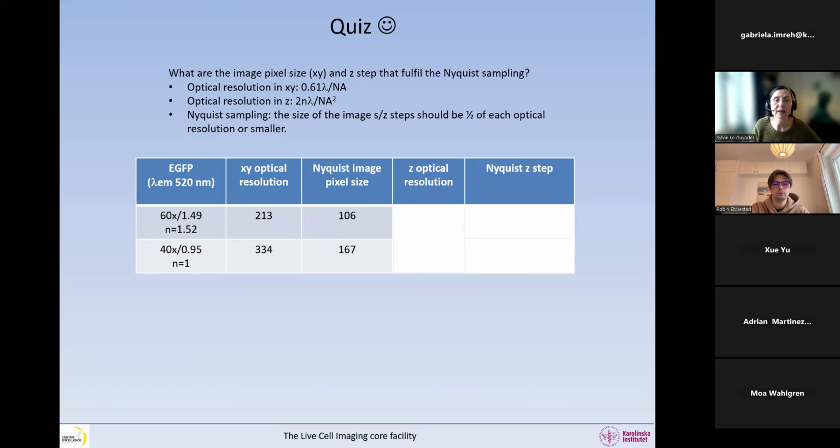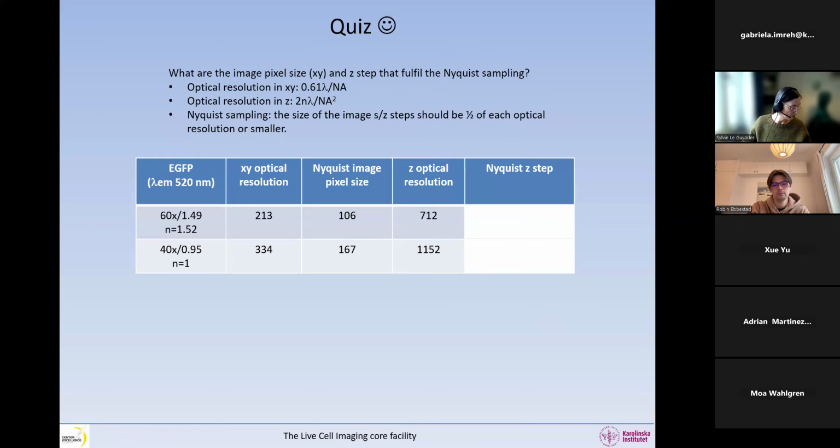712. 712. You guys are okay? Yes, bingo. And this is the Z resolution for this objective. Now, what is the Nyquist Z step? So what is the Z step when I do a Z stack? How much do I move between the steps in such a way that my Z stack fulfills the Nyquist criterion, which means that I am sure that I am resolving what the objective gives me, and my Z-stack resolution is not going to be limited by my digitalization?